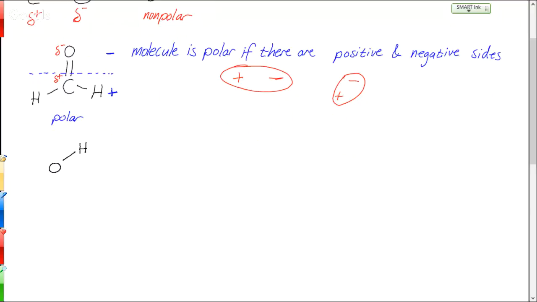Water can be drawn various ways, but it always has this bent configuration. The angle is about 105 degrees from hydrogen to oxygen to hydrogen. So that's the shape of a water molecule.